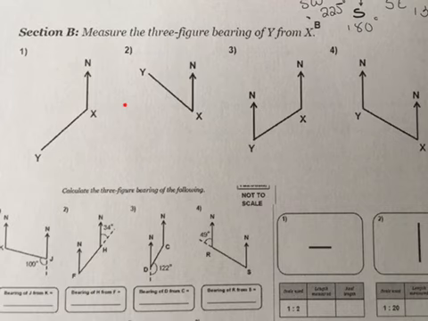In this question we are measuring the bearing of y from x. So we're starting from x, we're measuring from our north line and we're going round in this direction. So it's the larger angle that we want to measure.